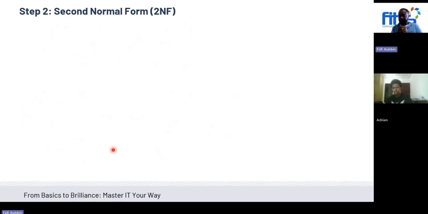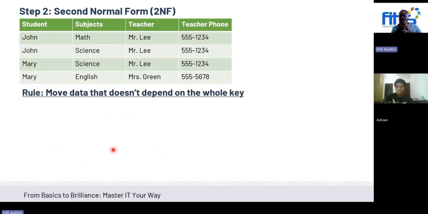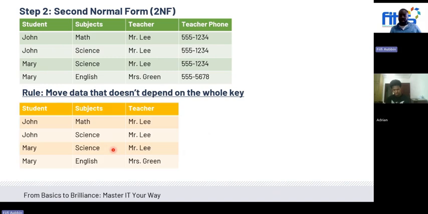Does that make sense? Okay. So with the second normal form, this is what we have from our first normal form, where we have John, Mary in each row, each subject, then Mr. Lee. So how do we get to second normal form? The rule is move data that doesn't depend on the whole key. You move data that doesn't depend on the whole key.